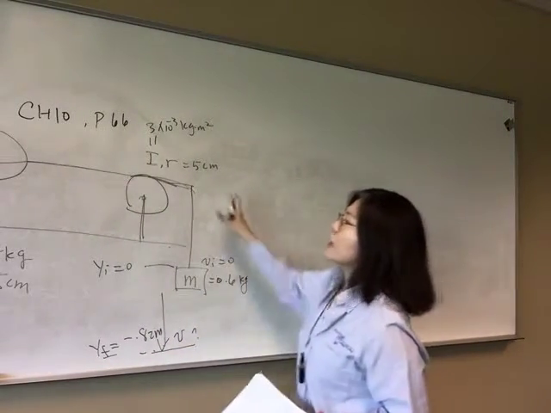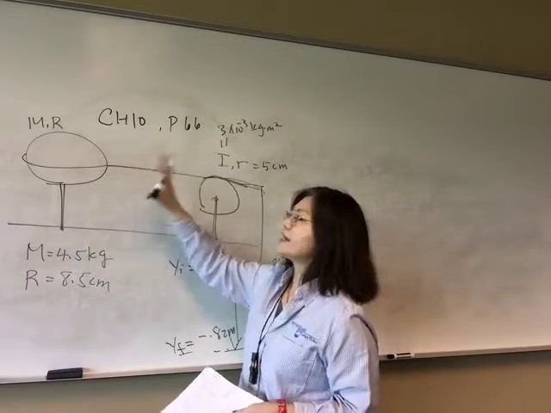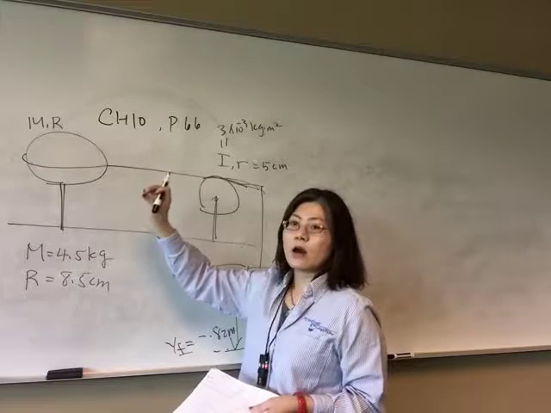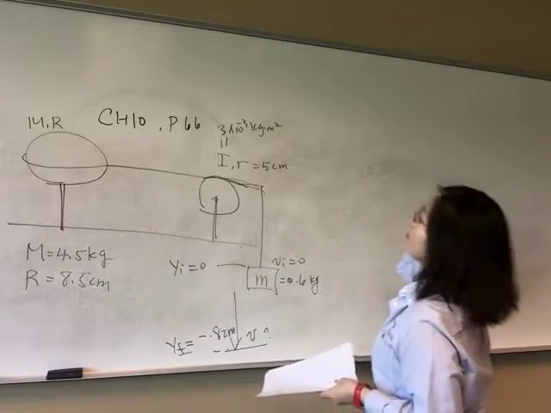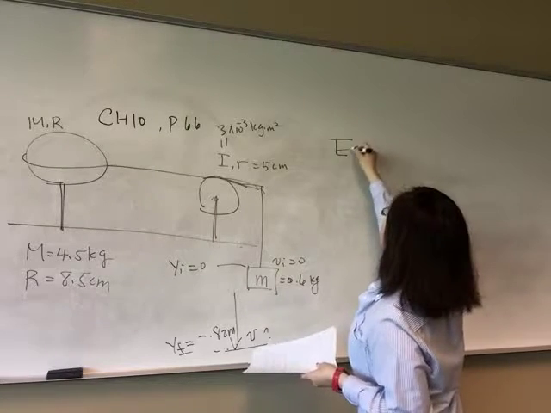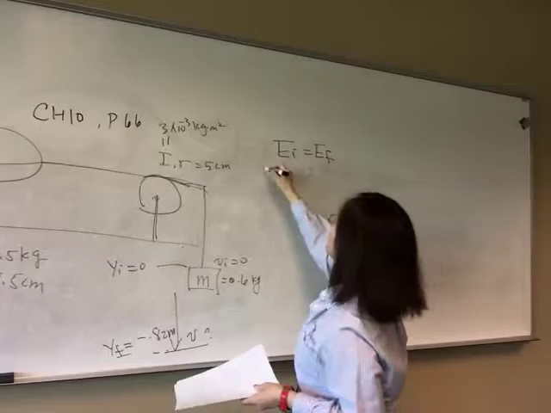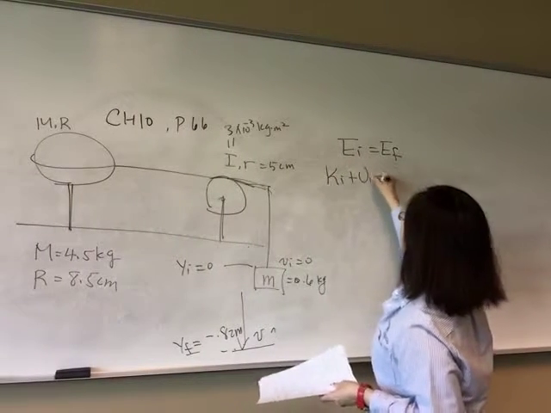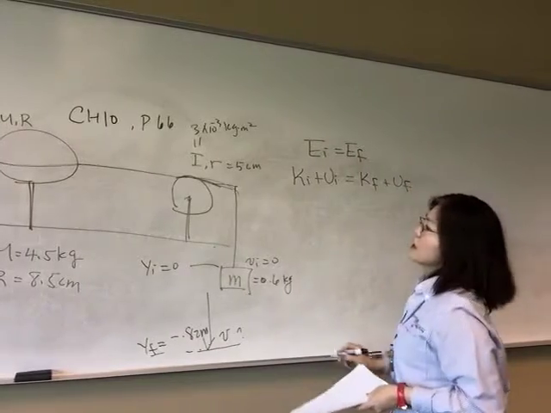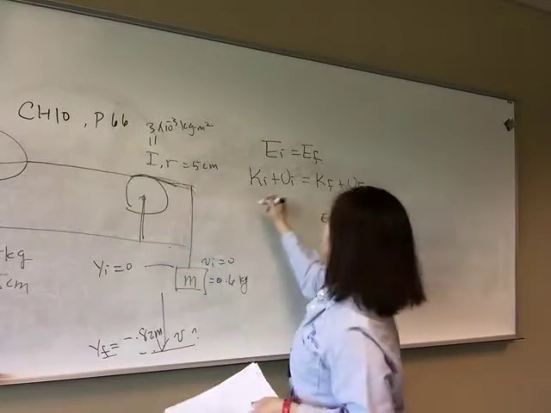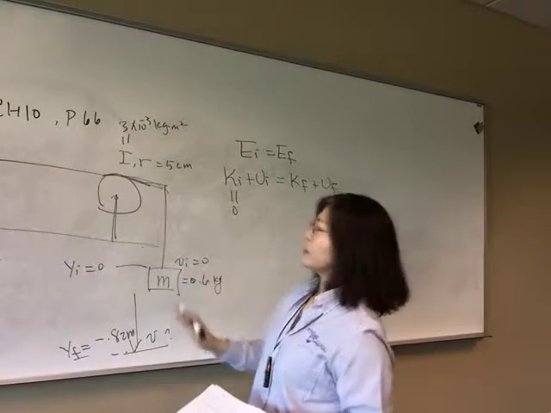It means that if we look at the whole thing as a system, we want to see what the kinetic energy and the potential energy are initially, and what the final energy is. So in other words, EI is equal to EF. And your EI, the mechanical energy, involves kinetic energy and potential energy, and so forth, KF plus UF. Kinetic energy initially is not moving, 0. Regardless of whether it's rotation or linear motion, there's no kinetic energy.